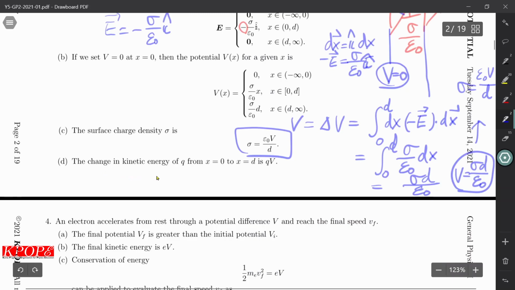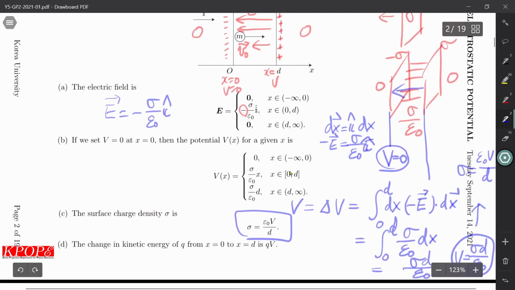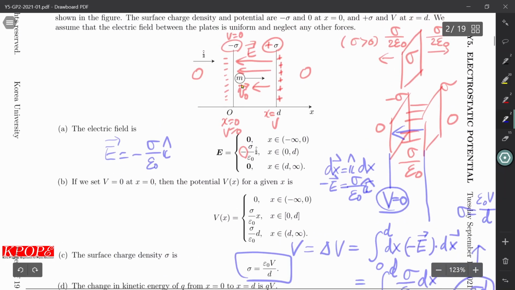The change in the kinetic energy of Q from 0 to d is QV. Yes, there is no other force except for the electrostatic force. The kinetic energy change depends completely on the electrostatic potential energy. If this charge is positive, then the kinetic energy decreases. If the charge of this particle is negative, then this particle accelerates, so the change in kinetic energy is positive.